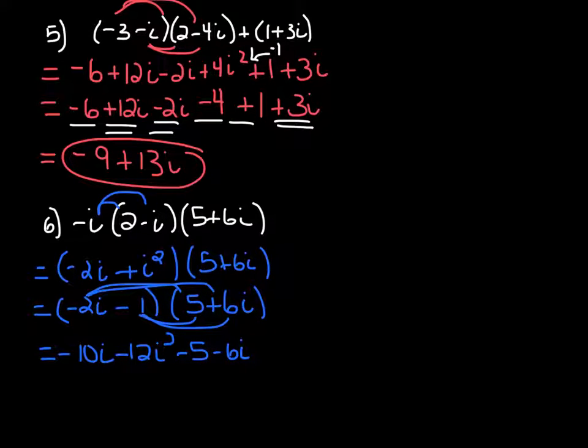And I know we keep seeing this, but this i squared right here is equal to negative 1. So if we have a negative 12 times a negative 1, that's going to give us a positive 12. And I'm just going to bring everything else down.